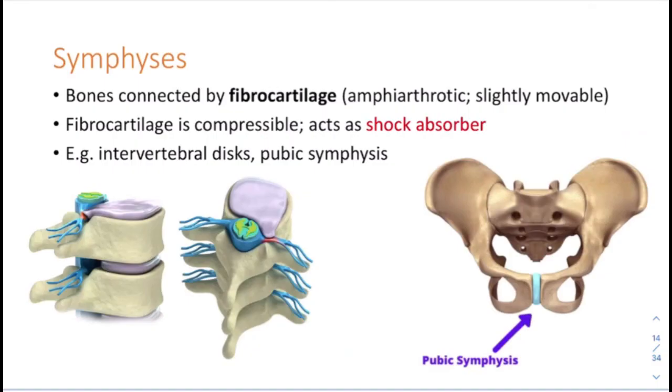Okay, next we have symphyses. They're bones connected by fibrocartilage. They are amphiarthrotic, so they're amphiarthroses. They're slightly movable. Fibrocartilage is compressible. It acts as a shock absorber.